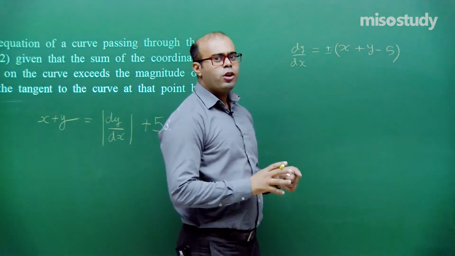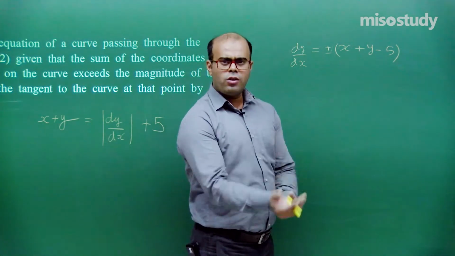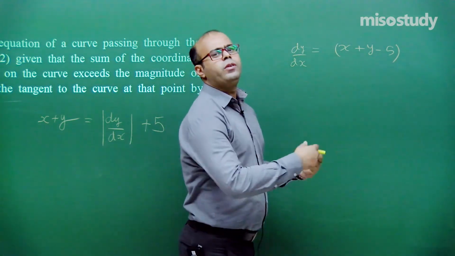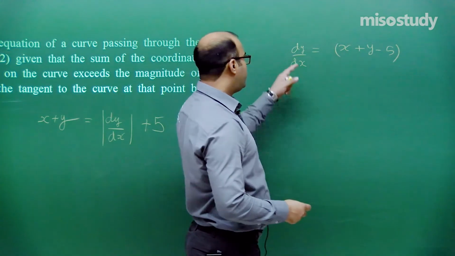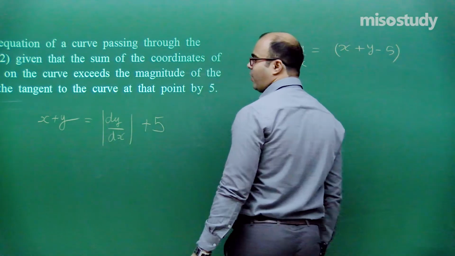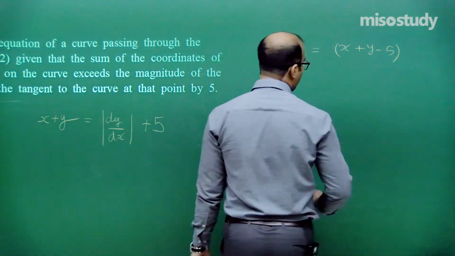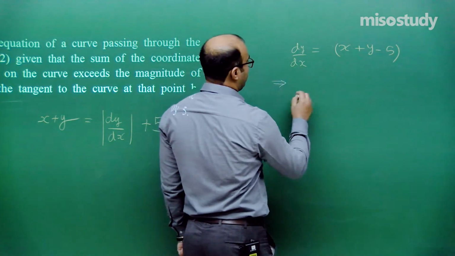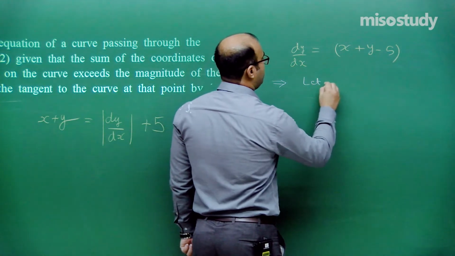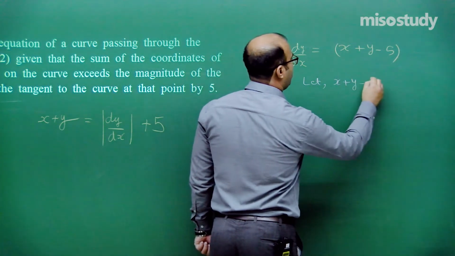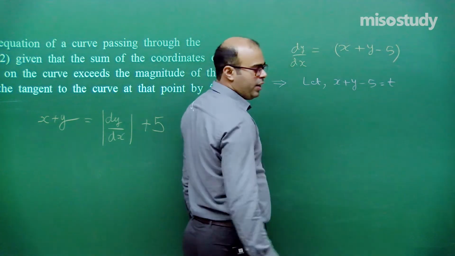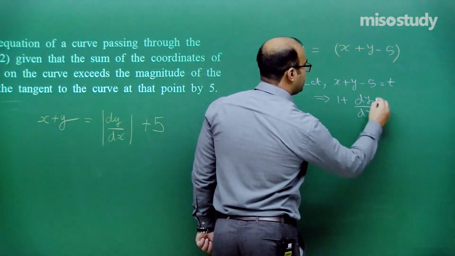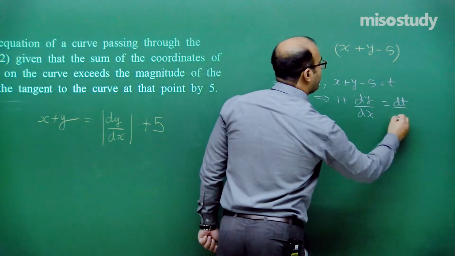So I will solve one differential equation. Similarly, you will solve another differential equation. So I will solve for plus. Another differential equation will be for minus, of course. So this is dy by dx is equal to x plus y minus 5. Now this curve is also passing through (0, 2), which we will use later on. Let us write it like this. Let x plus y minus 5 be equal to t. What does it mean? 1 plus dy by dx, this is 0, is equal to dt by dx.